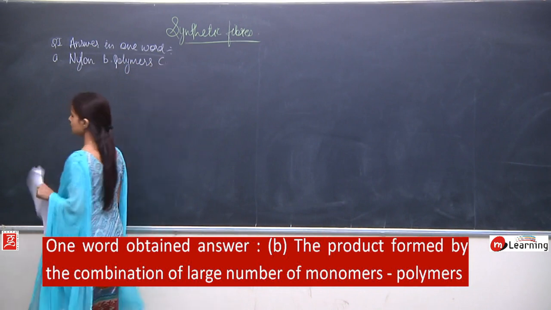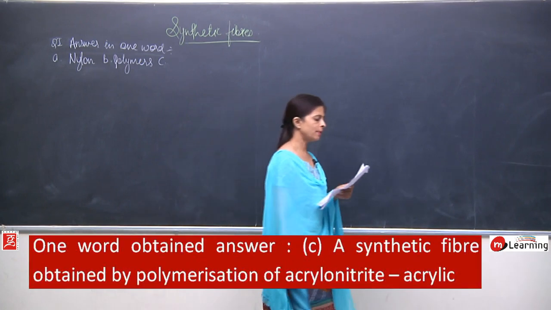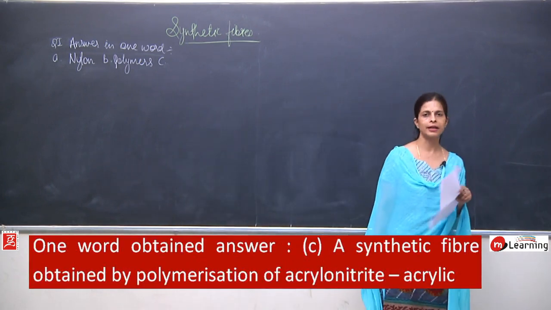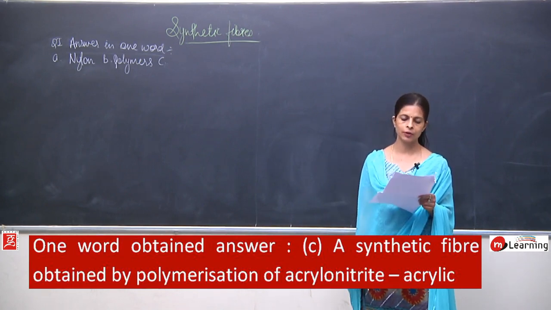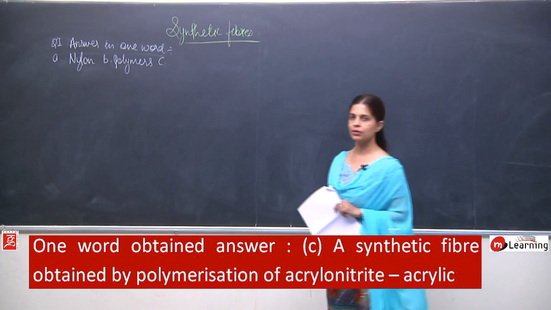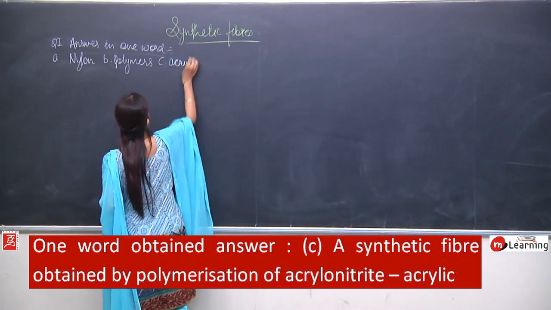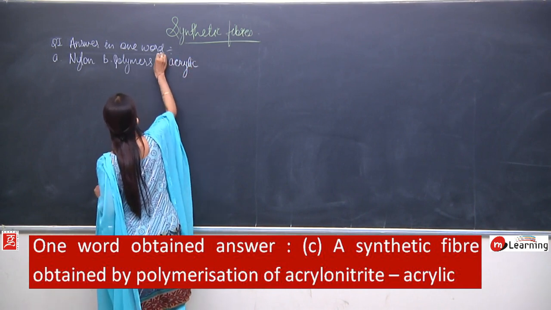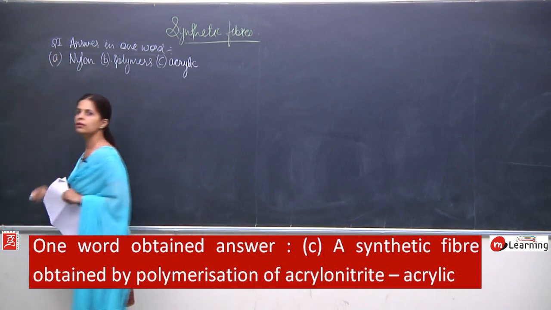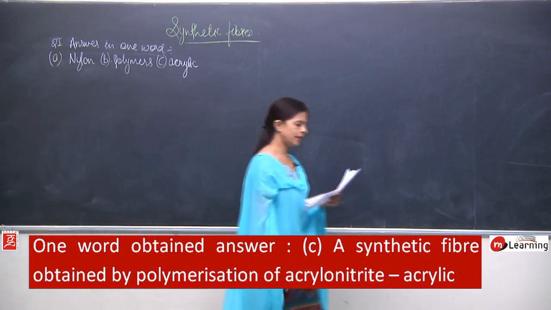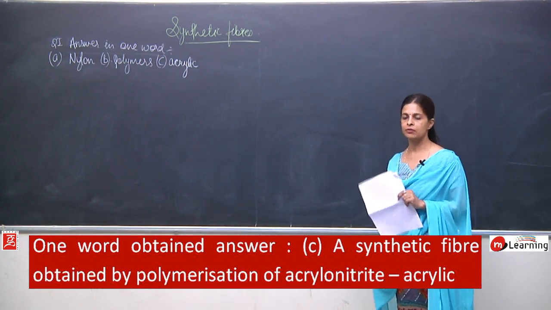Now we'll talk about the C1. Now this one is a synthetic fiber obtained by polymerization of acrylonitrile. So what is formed by the polymerization of acrylonitrile? That is acrylic. We know this also, that acrylic is formed due to the polymerization of the acrylonitrile. Now we will come to the next question. Now it has got only one word answers. Now we will talk about the next question, children.